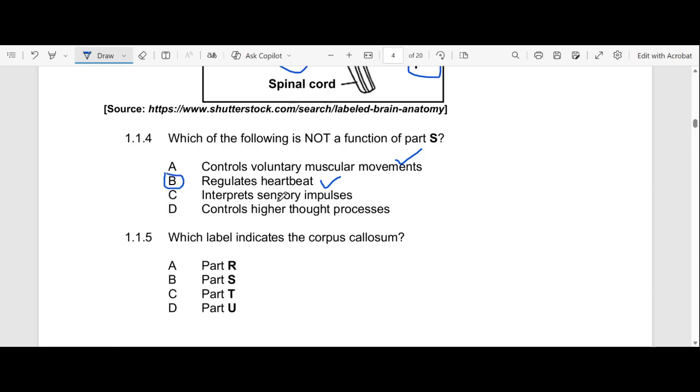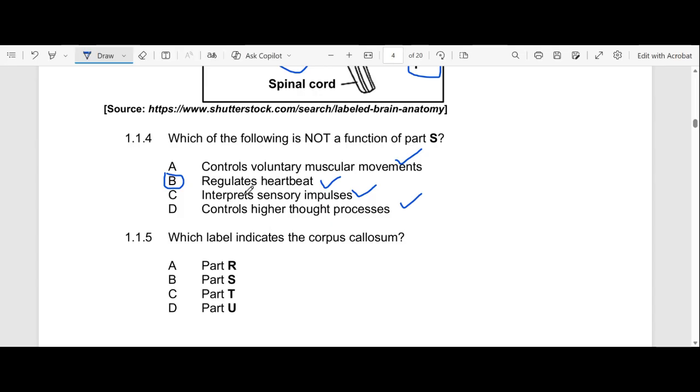Let's go to C. Interprets sensory impulses. No, this is definitely the function of cerebrum. Let's go to D. Controls higher thought processes. Definitely, this one is also the function of the cerebrum. So our answer is B.